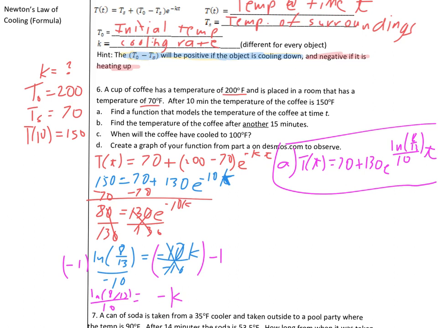Okay, next up here, part B says, what's the temperature of the coffee after another 15 minutes? That's important there, another 15 minutes, because I already had 10 minutes pass by. So this is actually T of 25. Because it's saying the 10 minutes at which it dropped down to 150 plus another 15 minutes, what's the temperature going to be? So there we go. E to the ln of 8 over 13 divided by 10, and then times 25. So I'll just go ahead and type that in my calculator now and get my answer.